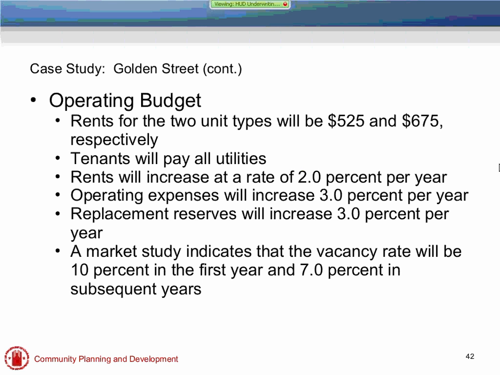And our replacement reserves, again, remember, those are part of the operating budget because they're a cash expense that we're putting aside each year to make sure that we have money for any unexpected items or replacement of any major systems. The replacement reserves are going to be increasing at 3% per year. The market study is indicating that the vacancy rate is 10% the first year during lease-up and then stabilizes at 7% in subsequent years.